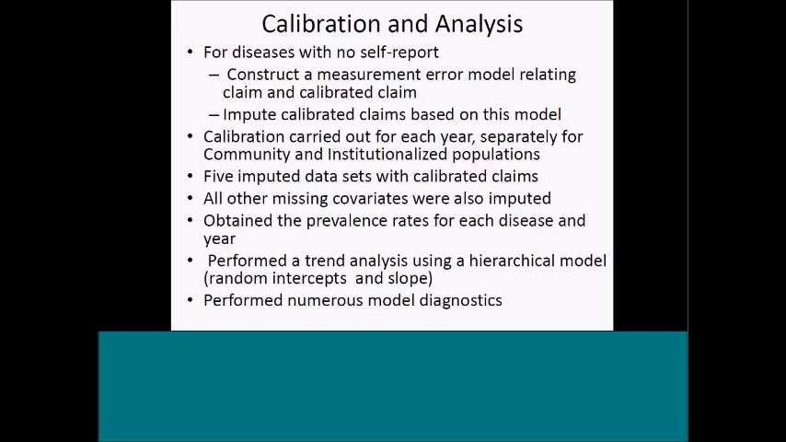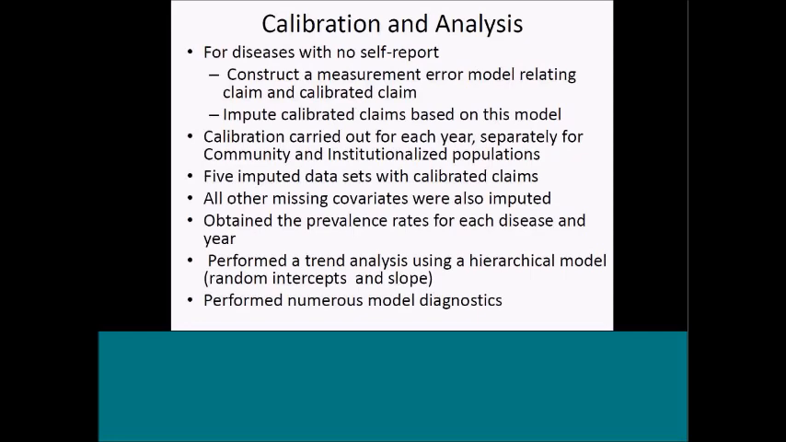So it's kind of a measurement error model. The calibration is carried out for each year separately for community and institutionalized population. We did it separately because one thing is that because we are going to estimate the trends, we didn't want to impose any trend in the imputation process itself. So we did it stratified each year. And then because the institutionalized and non-institutionalized population could be quite different, we did it separately as stratified.